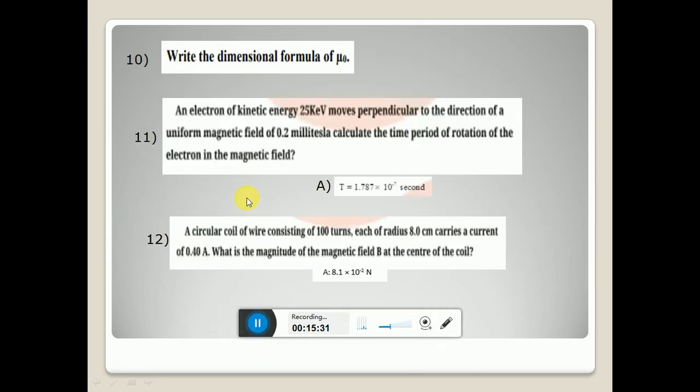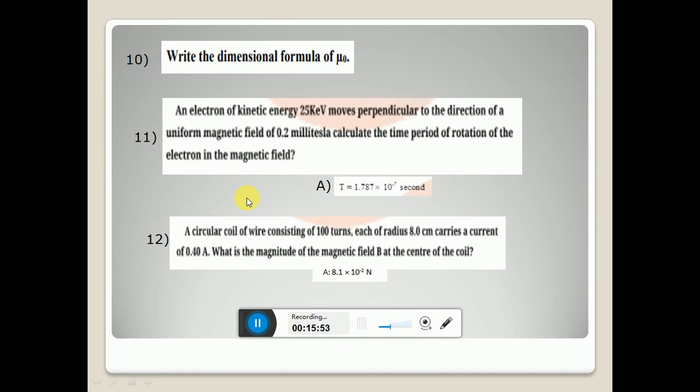So here the 10th question is, write the dimensional formula for mu naught. You are asked to find out the dimensional formula for permeability. You can apply any one method, any one equation, to find out the dimensions for mu naught and write the dimensions.